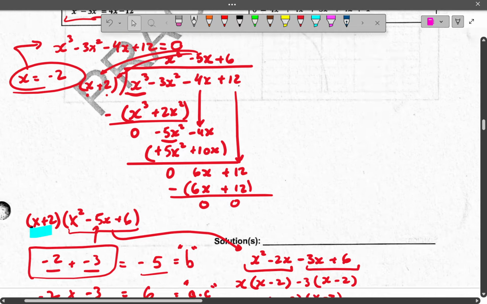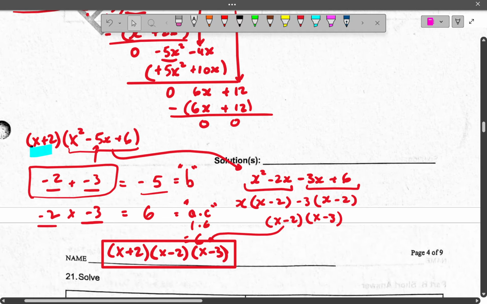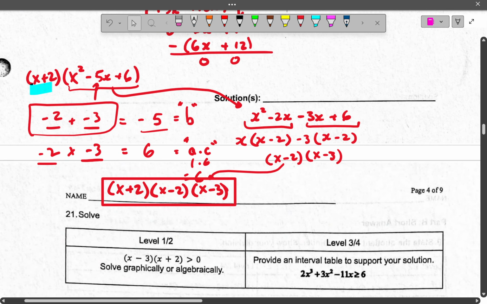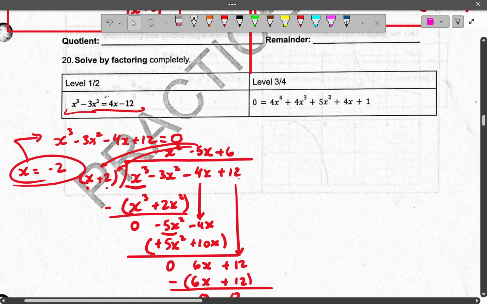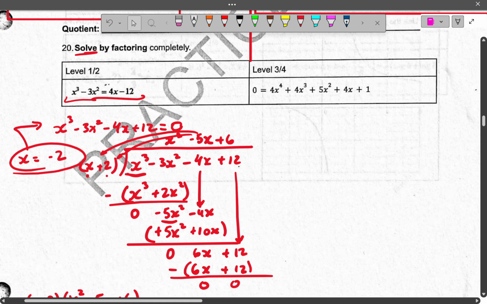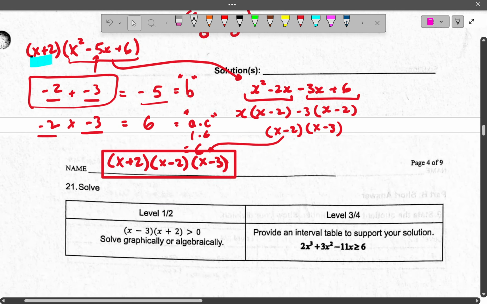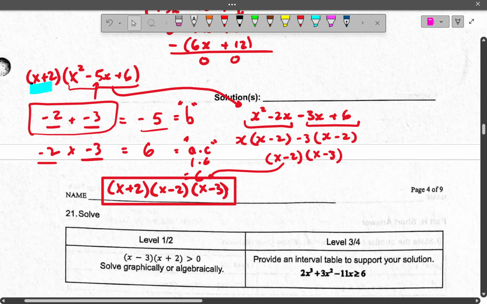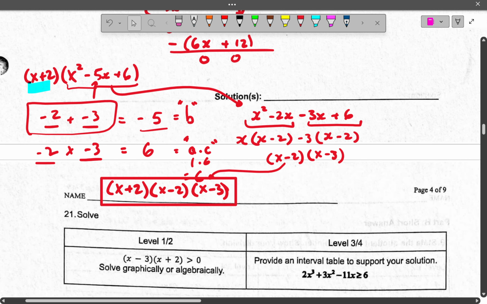So I'll just write that. And then the question asks specifically for the solution. So it's not just to factor it, but to solve by factoring completely. So that was like 90% of the work. And so now we just find what these solutions are. So what are the values that make this factored form 0?